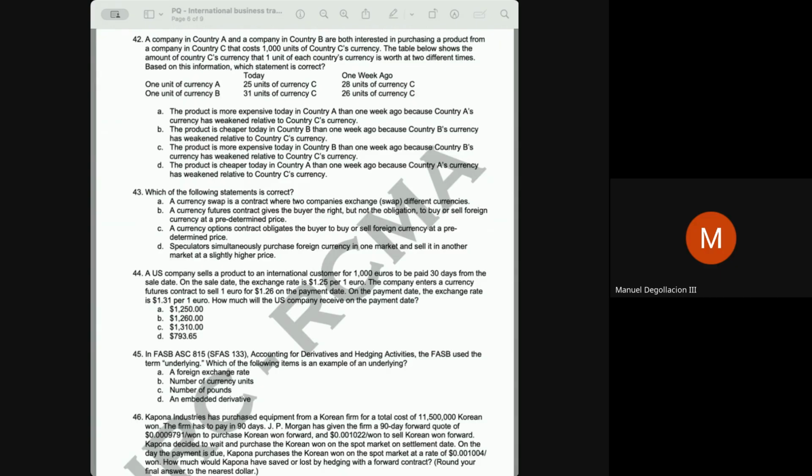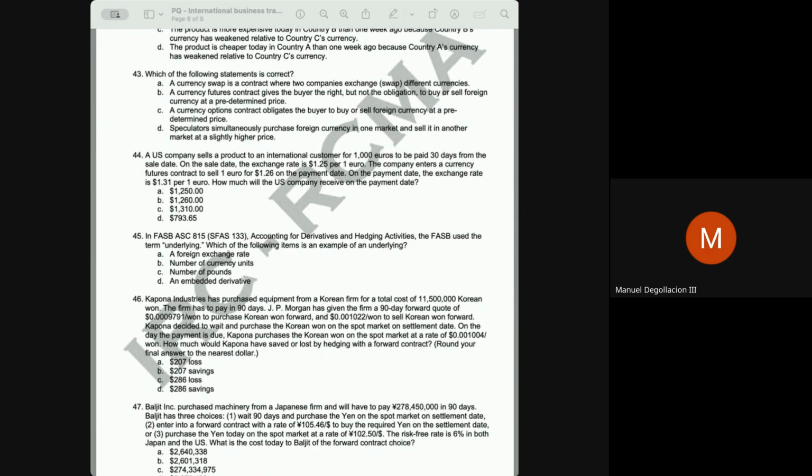Letter D, speculators simultaneously purchase foreign currency in one market and sell it in another market at a slightly higher price. What makes letter D wrong is the term simultaneously. So the answer here is letter A.